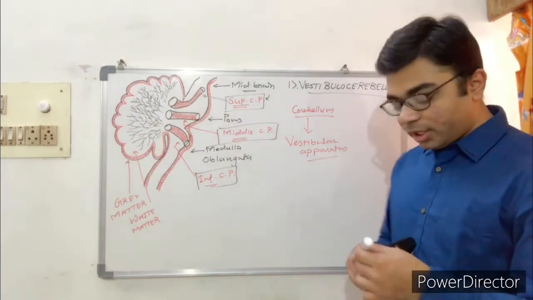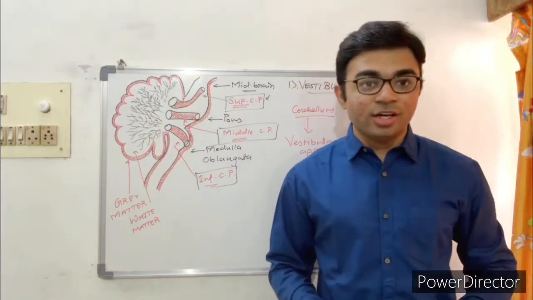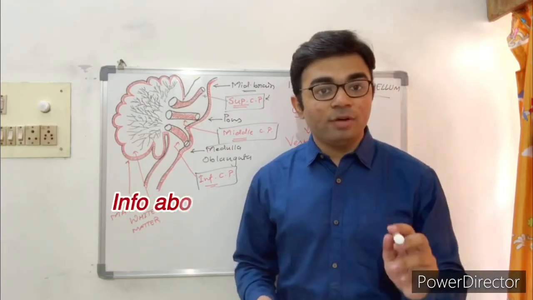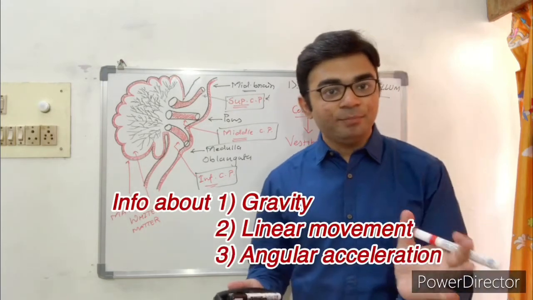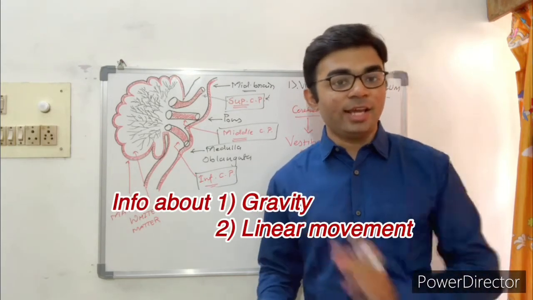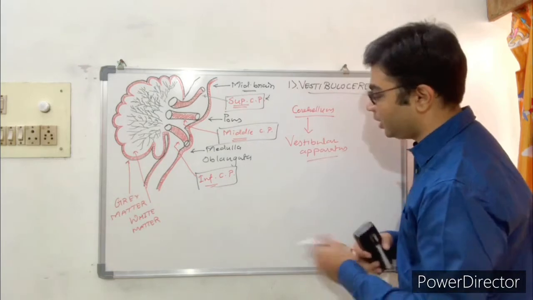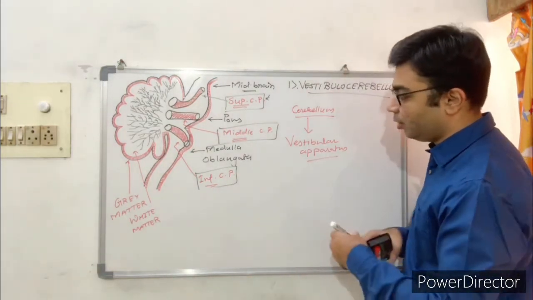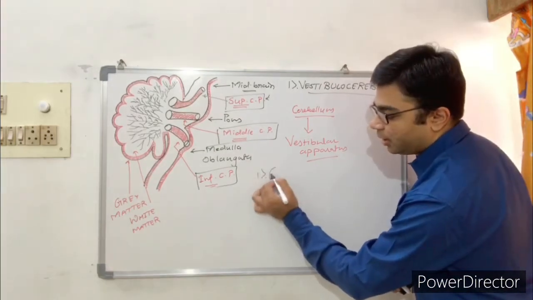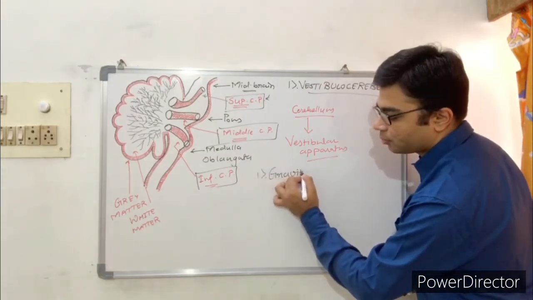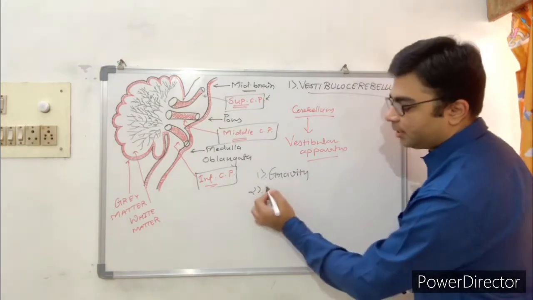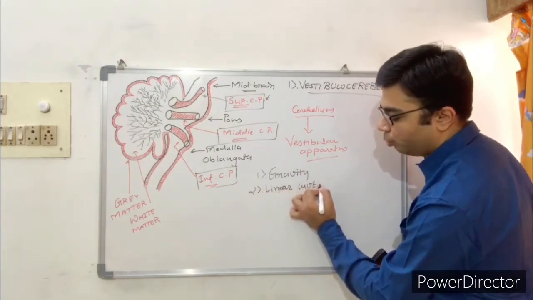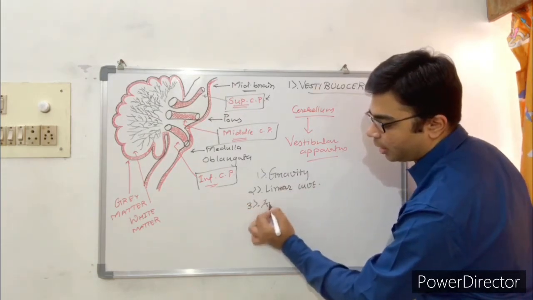And the vestibular apparatus, which is actually a sensory organ, receives the sensory inputs in the form of any change in the gravity, linear movement and the angular acceleration. Let me write all these three things. The vestibular apparatus senses about the gravity. Second thing is the linear movement, and the third one is the angular acceleration.